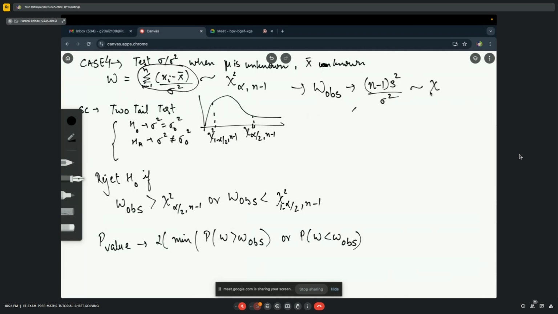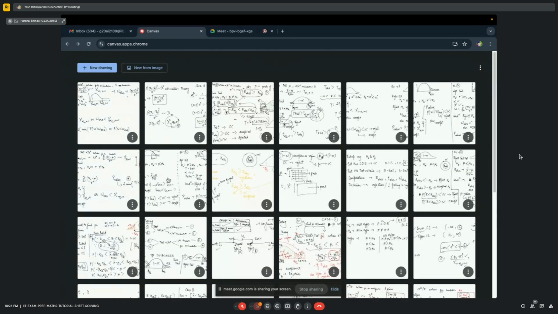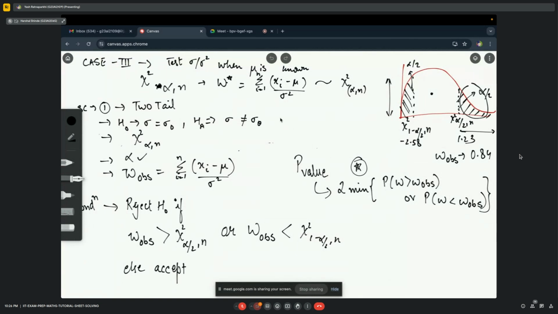It follows chi-square n minus 1 because we are dealing with a sample. And in case number 3, this formula follows. Where is my case number 3? There too, I need to correct it before you understand it wrong. So here, in case 3 also, W observed is equal to, again all of you, what is the formula? It is n minus 1 s square by sigma square. And what does it follow? It follows chi-square n. Correct? Got it?